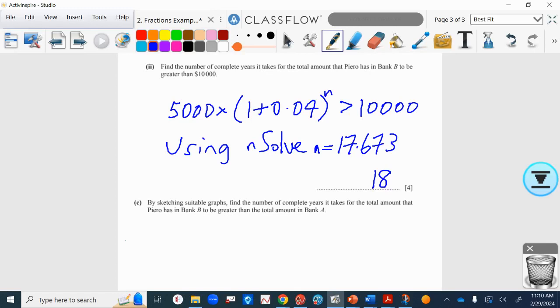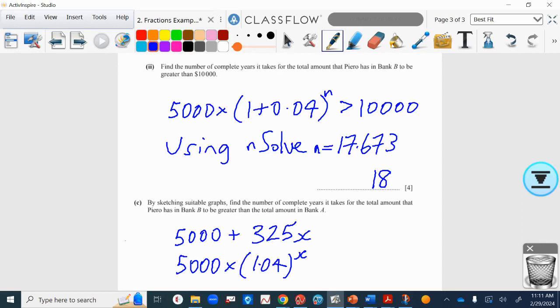Then finally, by sketching suitable graphs, find the number of complete years it takes for the total amount that Piero has in Bank B to be greater than the total amount in Bank A. So we're going to set up both these equations. I'm going to write them in terms of x, just to remind myself what they were. So we want to find where the Bank B amount overhauls the Bank A amount. And we can do that by sketching these as functions and graphing them to see where it overtakes.